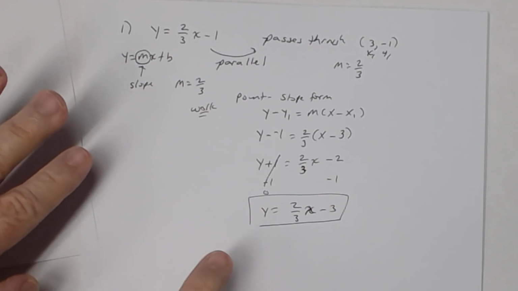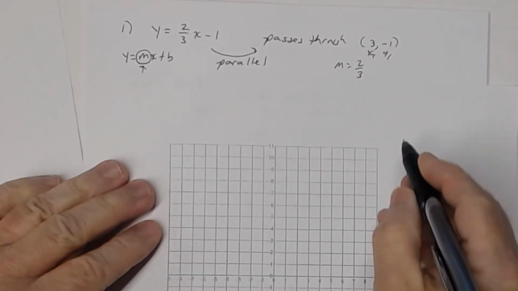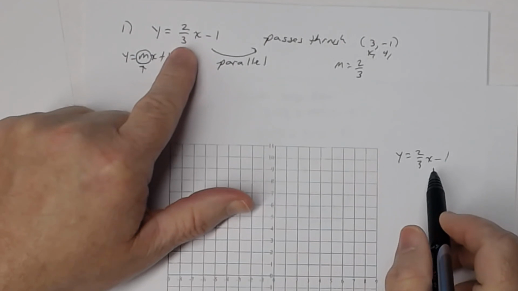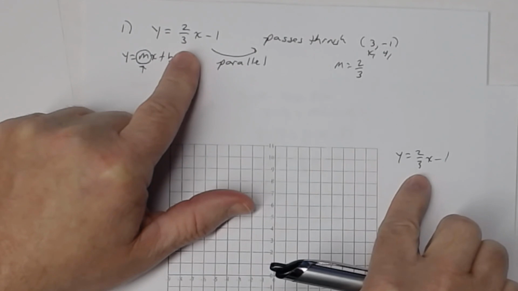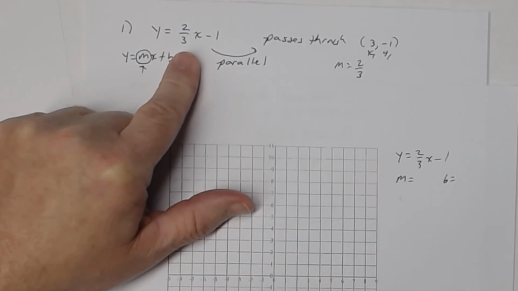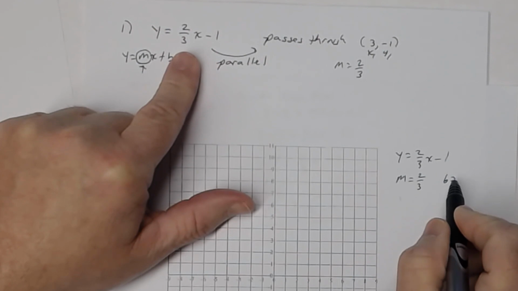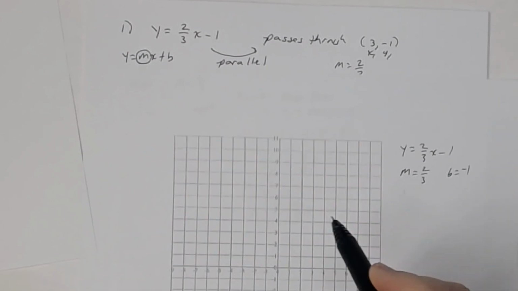And what I want to do, before we go into number 2, is actually look at the graphs of these two to see that, hey, they are parallel. So let's look at the first one. So I'm going to write this here, y equals 2/3 x minus 1. So this line is in slope-intercept form, and remember, if it's in slope-intercept form and you want to graph it, you can use the slope and the y-intercept. So the slope of this line is 2/3, and the y-intercept, the point where the graph crosses the y-axis, is going to be -1. And so what we have is this.